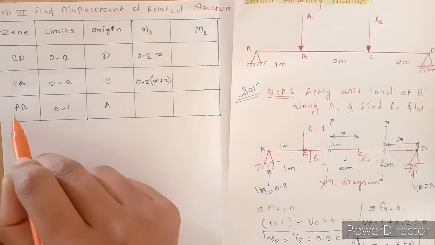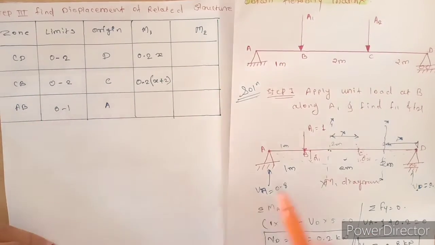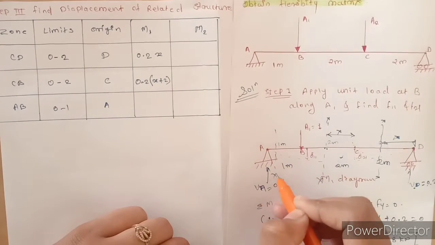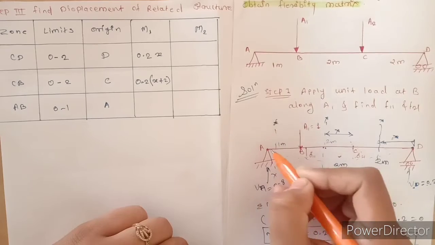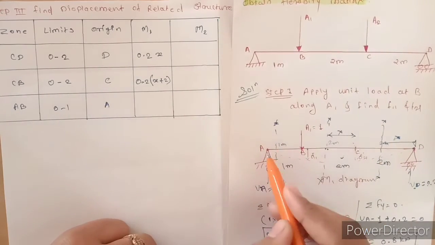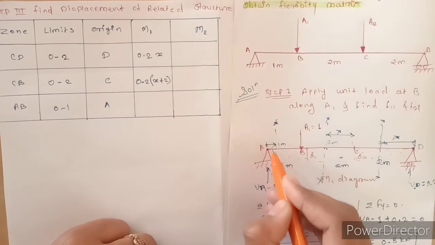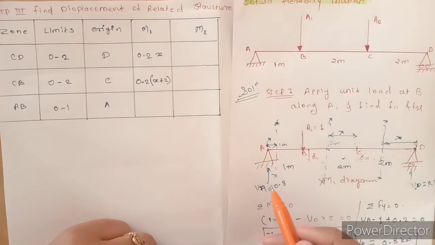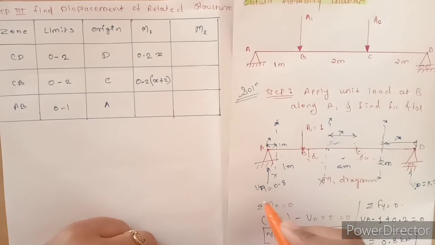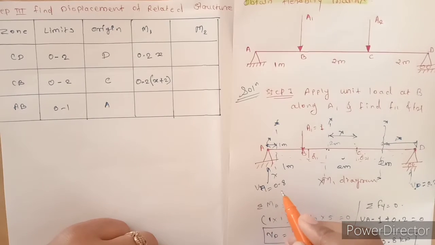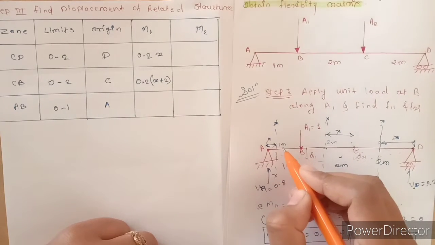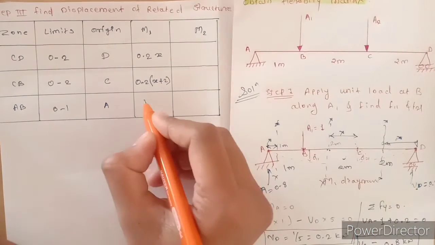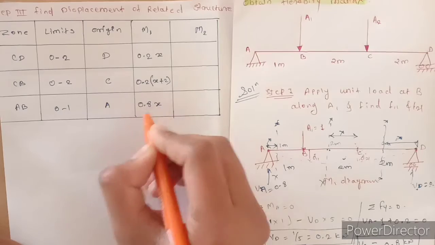Then next, AB zone. So over this AB zone, put x axis, and then origin is A. So from A point to x axis distance is x meter. Then next, take movement. Here VA is 0.8. So 0.8 into distance is this x meter. So here movement is 0.8 into x.